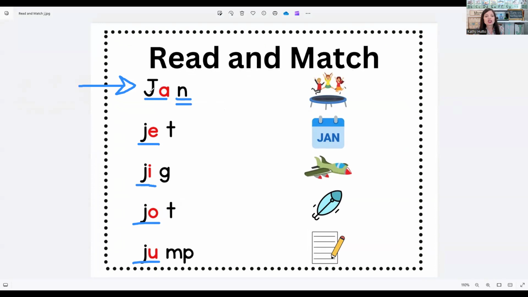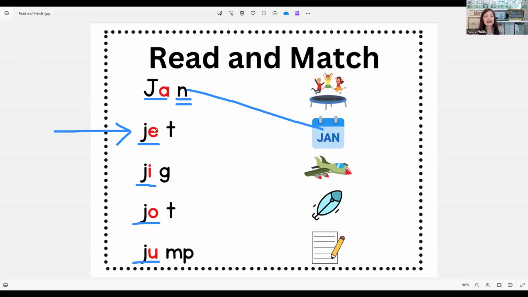J says J. A says ah. J, ah, ja, jan, like January. Draw a line to the calendar.